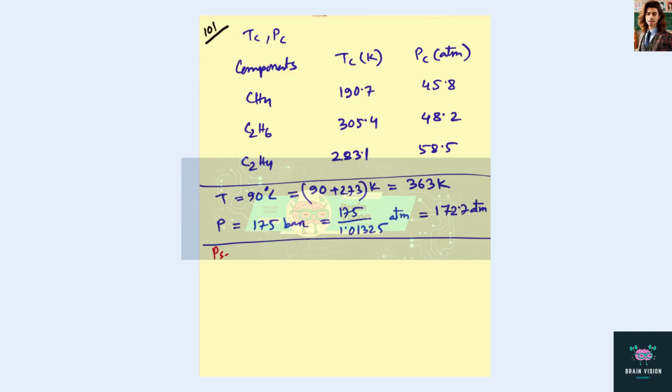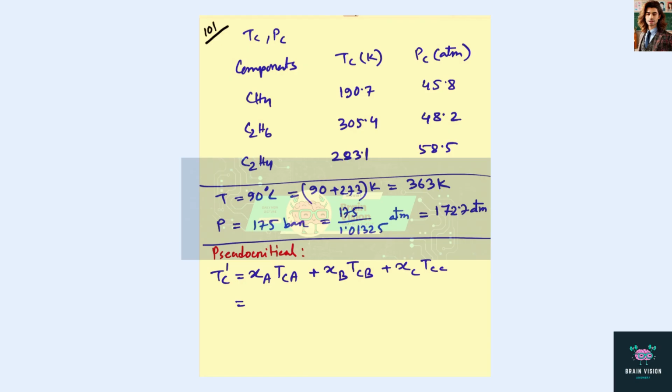Next we need to calculate the pseudo-critical temperature and pressure. The pseudo-critical temperature we can calculate using Kay's rule: the mole fraction of a component multiplied by the critical temperature of the component, plus the mole fraction of another component multiplied by the critical temperature of that component, and so on.